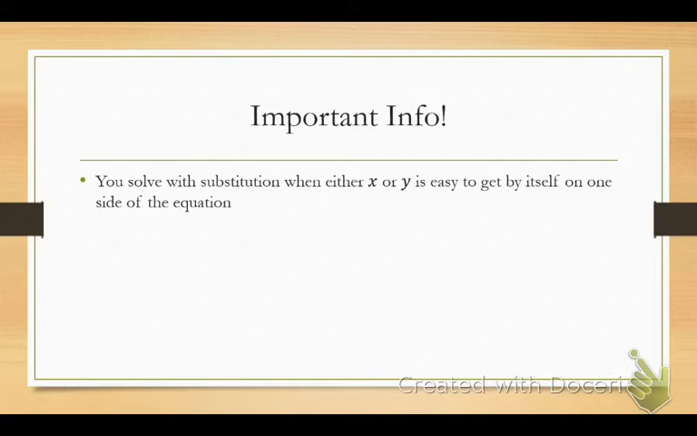So you use substitution when you solve for either x or y. It doesn't matter which one you solve first; it's which one is the easiest to solve first, and you'll see more of that in a second. You want to get it by itself on one side of the equation.